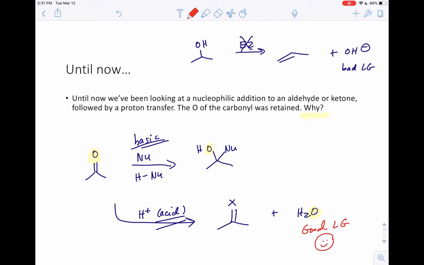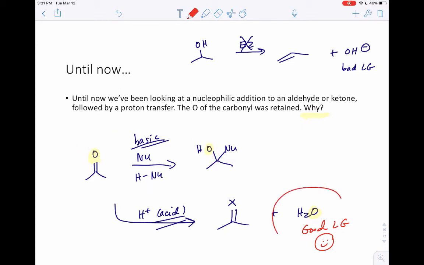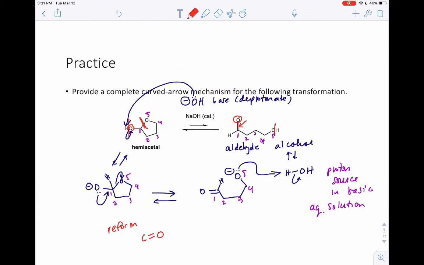Now, if you have no clue what I'm talking about right now, that's fine. Come back and listen to this again and see if it makes a little more sense. So under basic conditions, typically that oxygen, the carbonyl oxygen, was retained. Under acidic conditions, we're going to see that we can make it leave, and we'll get a totally new functional group in water. We'll just peek at the basic conditions one more time so I can show you.